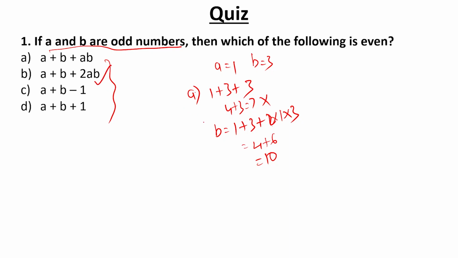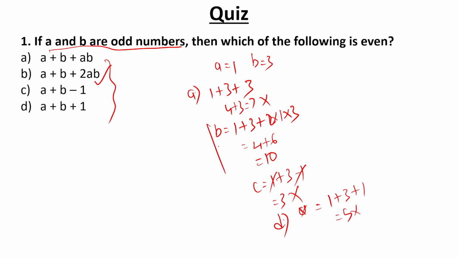Maybe C can also be our option, but it's better to check because we don't know if the option is right. 1 plus 3 minus 1 times 3, 1 cancels 3. No, it is not the answer. And D. D is equal to 1 plus 3 plus 1, which is equal to 5. It is also not our answer. So B is our answer. So that's how this question is solved. I hope you all got the right answers. Let's move on to the next question.